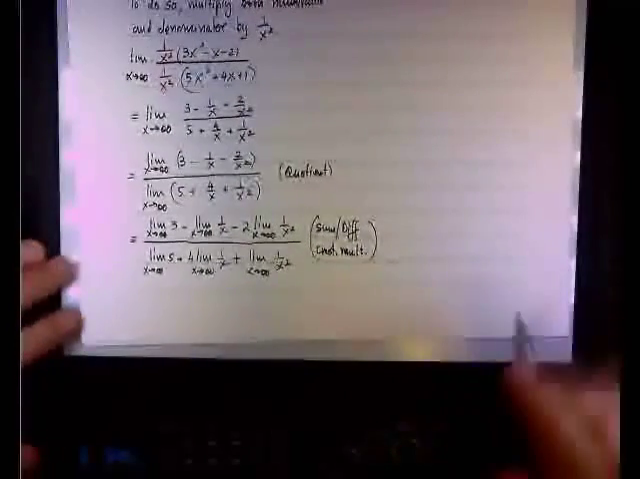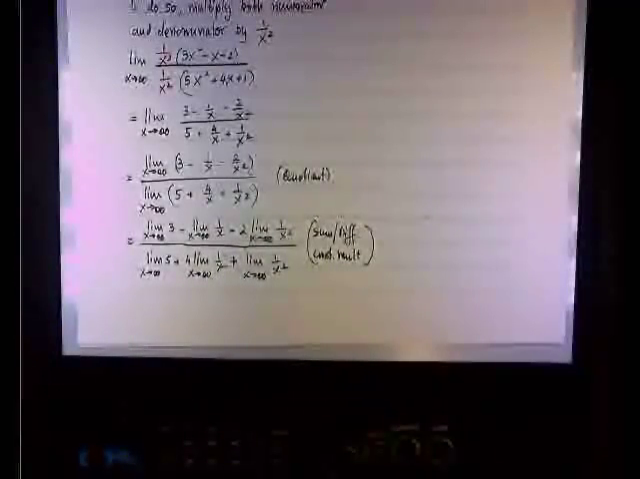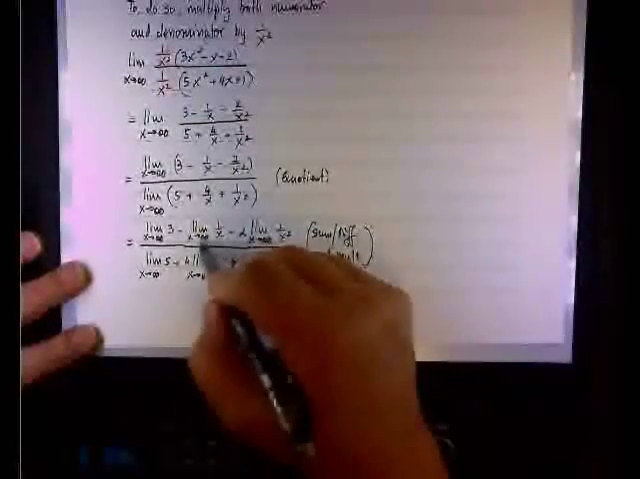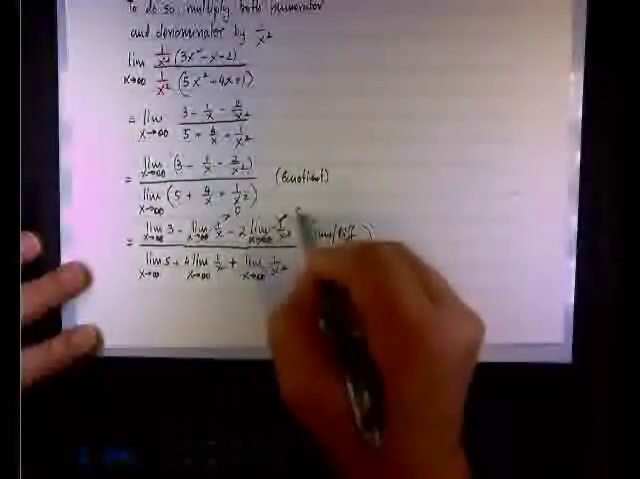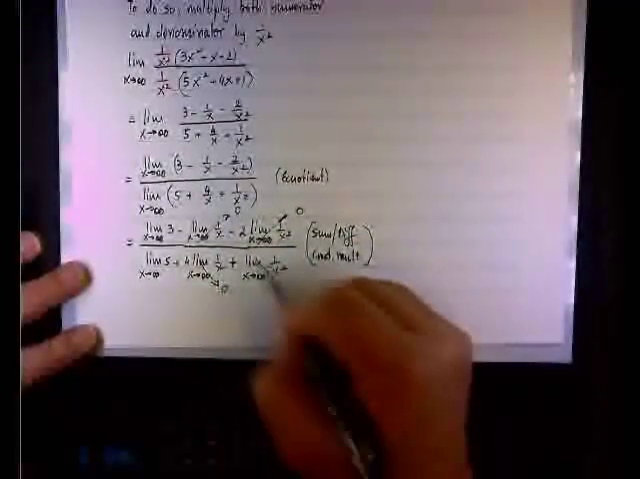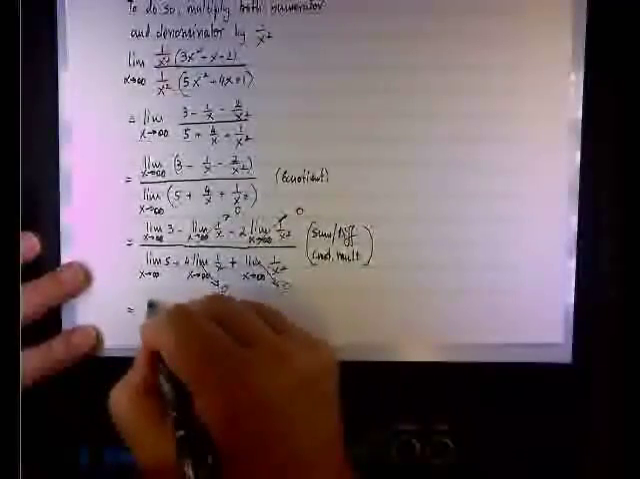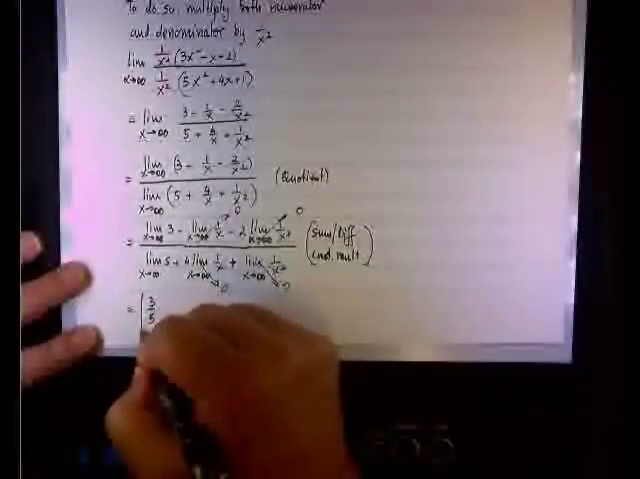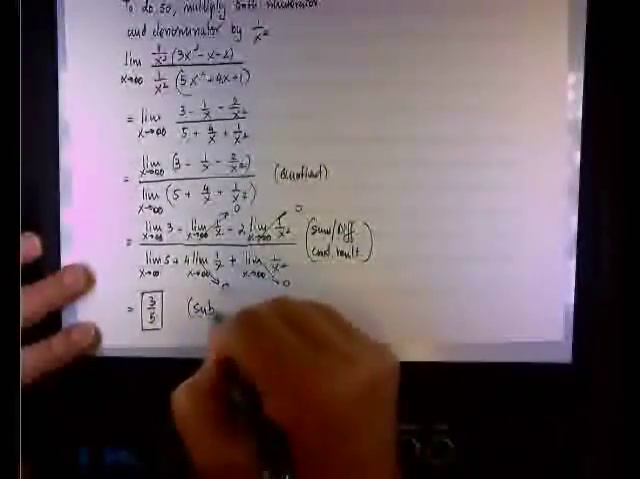And now all we can do is substitution. Why? Because we have the property that the limit as x goes to infinity of 1 over x squared, 1 over x cubed, 1 over x to any power is 0. So this will go to 0, this will go to 0, this will go to 0, and this will go to 0. So we end up having 3 over 5. Okay, and so what we did here, we did substitution.